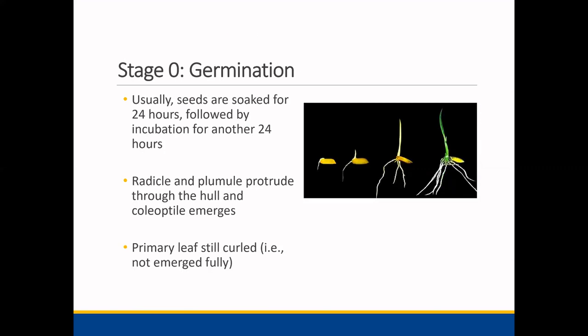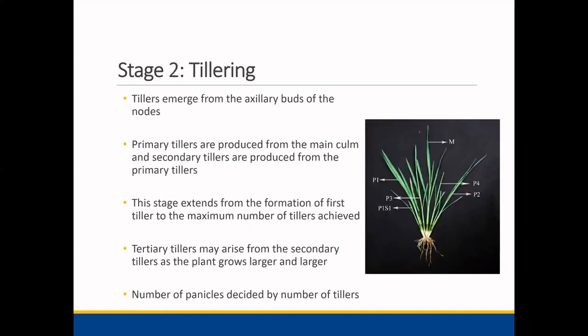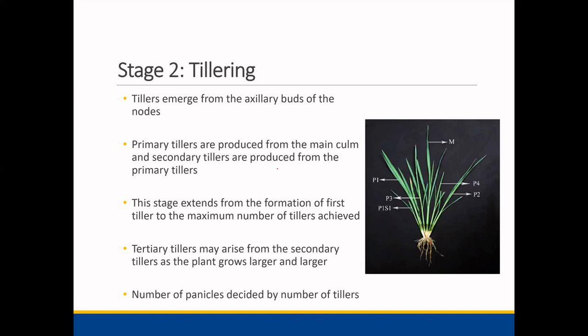First, you put the seed, maybe in the nursery, maybe direct seeded. It will germinate, and then the seedling stage develops the fibrous roots and at least 4 or 5 leaves. Then from the main stem or main culm, the tillers develop: primary tillers, secondary tillers, and tertiary tillers. When the tillers are developed, they need to grow. That stage is identified by stem elongation or internode elongation, where they grow, especially in height.